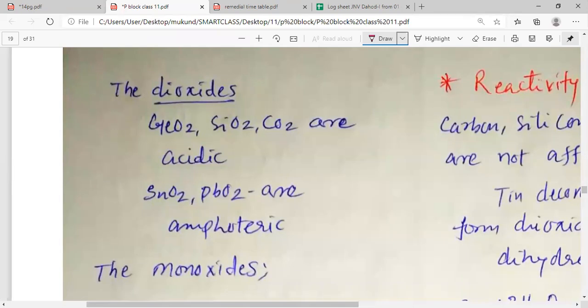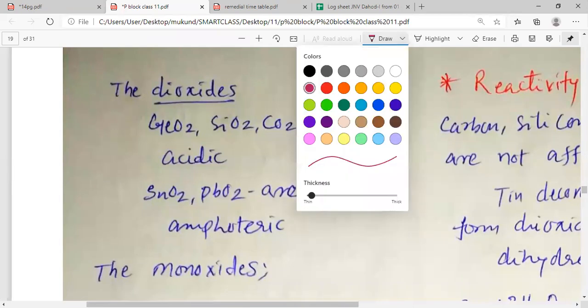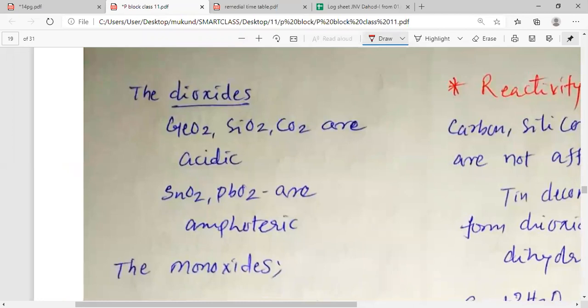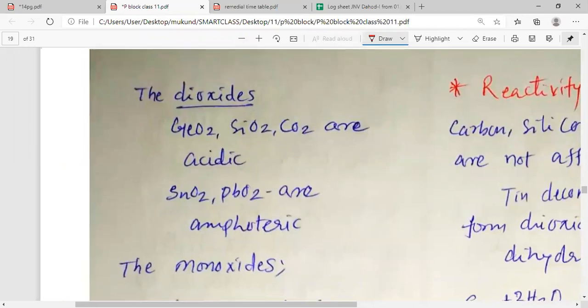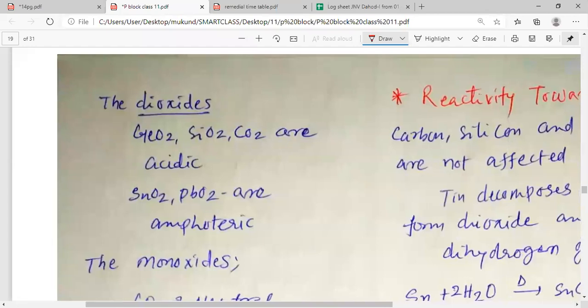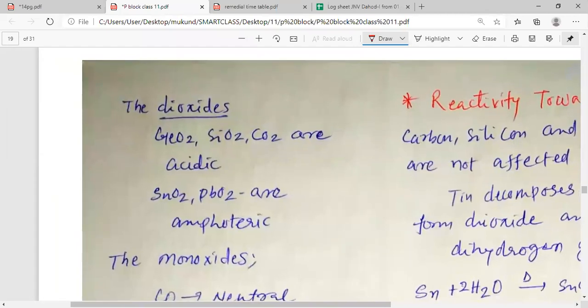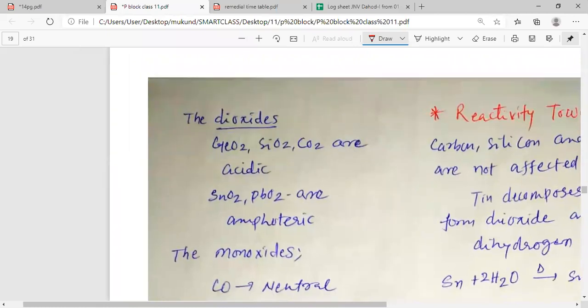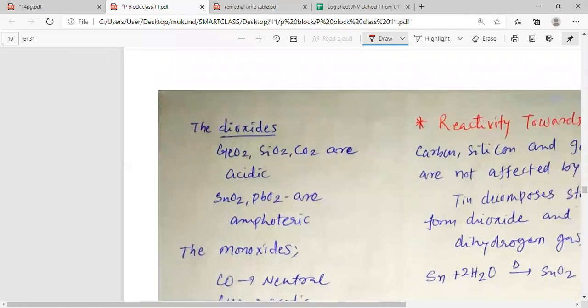But the ion with the higher oxidation state has the capability to ionize the other ion, and that is why they are more or less covalent in nature. The dioxides GeO2, SiO2 and CO2, my dear students, are acidic in nature.